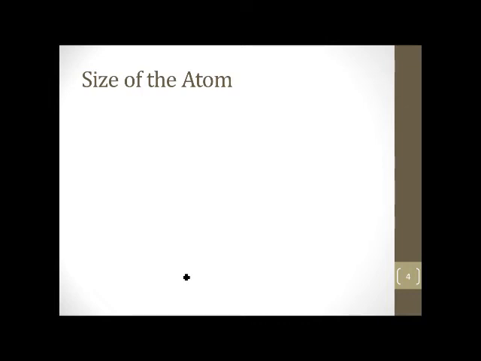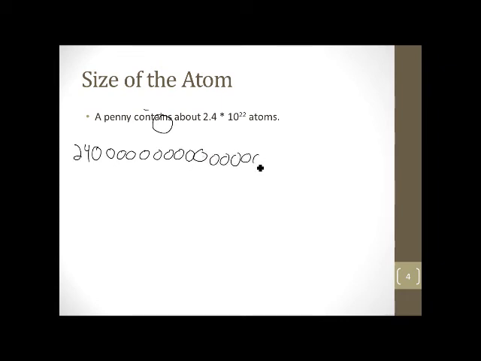Next, let's think of the size of the atom. The atom is so small that there's never a chance, even with any kind of microscope that we have at school, that we're ever going to see an atom. So let's think about a penny. How many atoms would fit in that penny? Well, that would be 2.4 times 10 to the 22nd. So that's 24 thousand, million, billion, trillion, quadrillion, quintillion, sextillion, septillion. So 24 septillion atoms inside a penny. It's more than you could count in your lifetime.